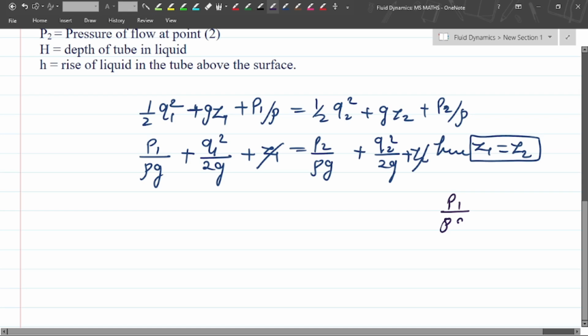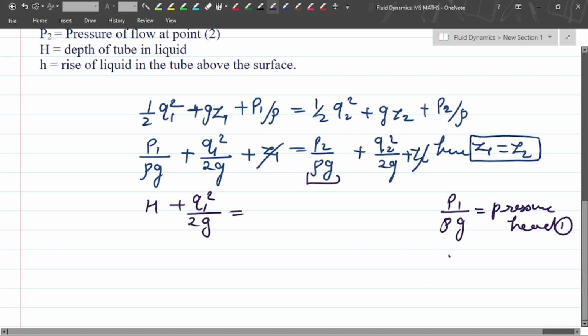Here it is the pressure head, p1 upon rho g is the pressure head. So pressure head 1 is equal to the depth of the tube in the liquid, that is capital H, plus q1 square upon 2g. This is the depth where the pressure is p2. Because of that, how can we write this in terms of height? What is the pressure? It is rho gh.